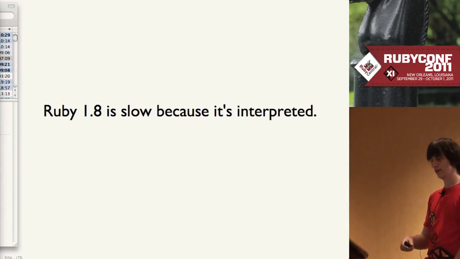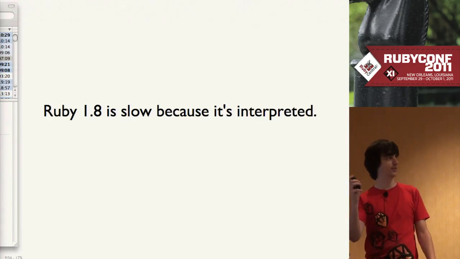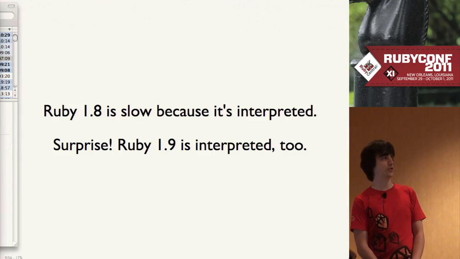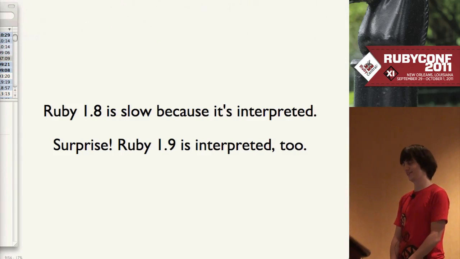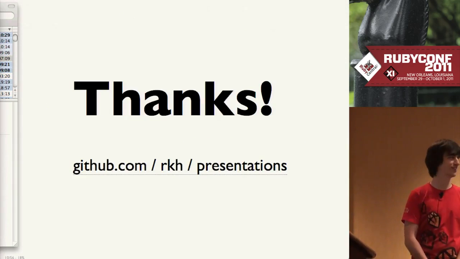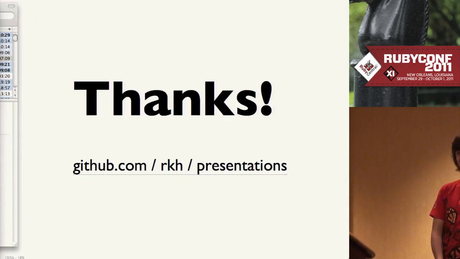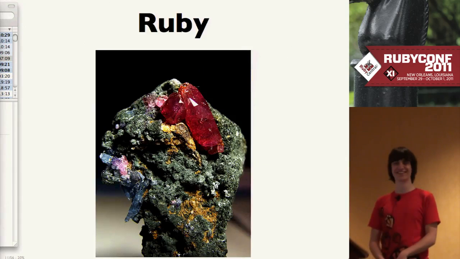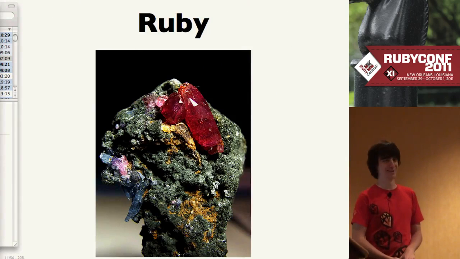Here's the knowledge I'm going to drop. 1.8 is slow because it's interpreted. And surprise, surprise, so is 1.9. OK, that was my talk. Thanks. I'm just kidding. So, Ruby, right?